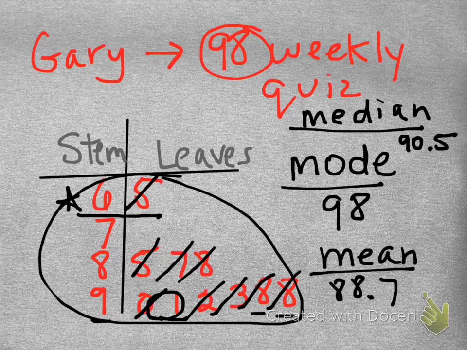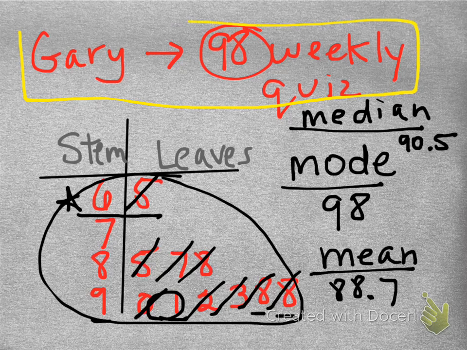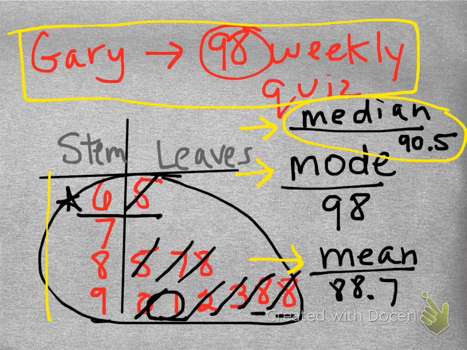Okay, so let's go back and analyze what Gary said. In the beginning, Gary said, I score about a 98 on a weekly basis. But when we look at the central tendency, meaning the median, the mode, and the mean, the one that would probably give us the best information on what his scores are on a regular basis would be the median. His scores are about in the 90s, so low 90s or right on the 90 would be the best description.